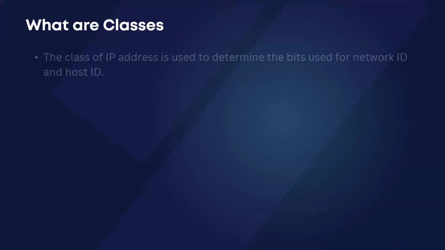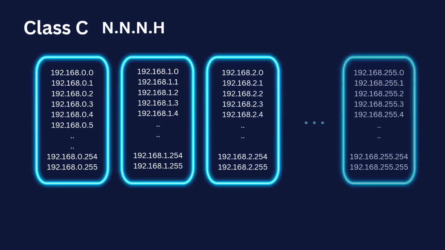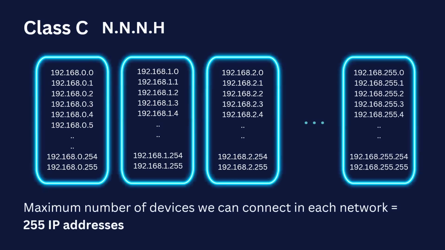With class C, where you have 3 network portions and 1 host portion, in each class C network, we can only connect 255 devices, not more than that. Okay. Now, this is suitable for small networks, for your home networks, for small organizations. For MNCs, multinational companies, they might have a requirement where in their network, they have more than 255 devices. For that, class C is not useful. You have to move on to the next class, which is class B.